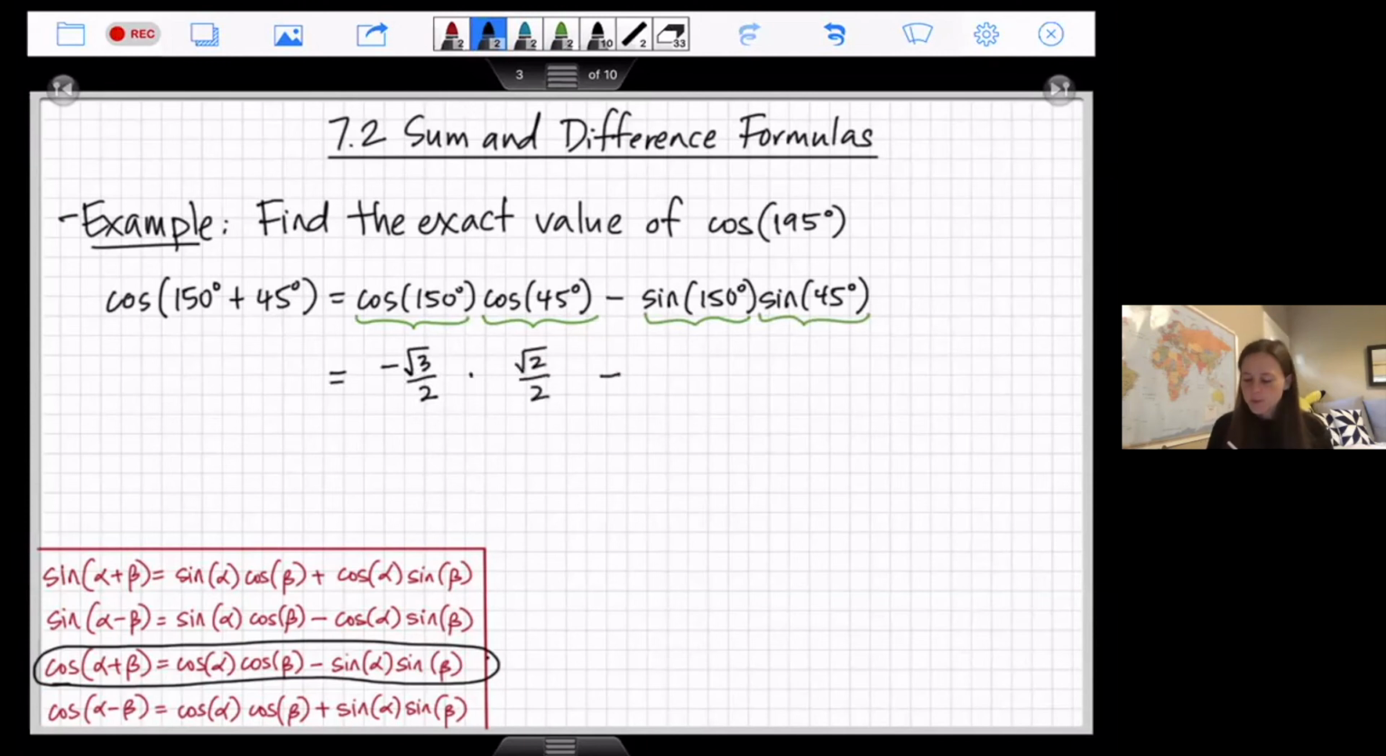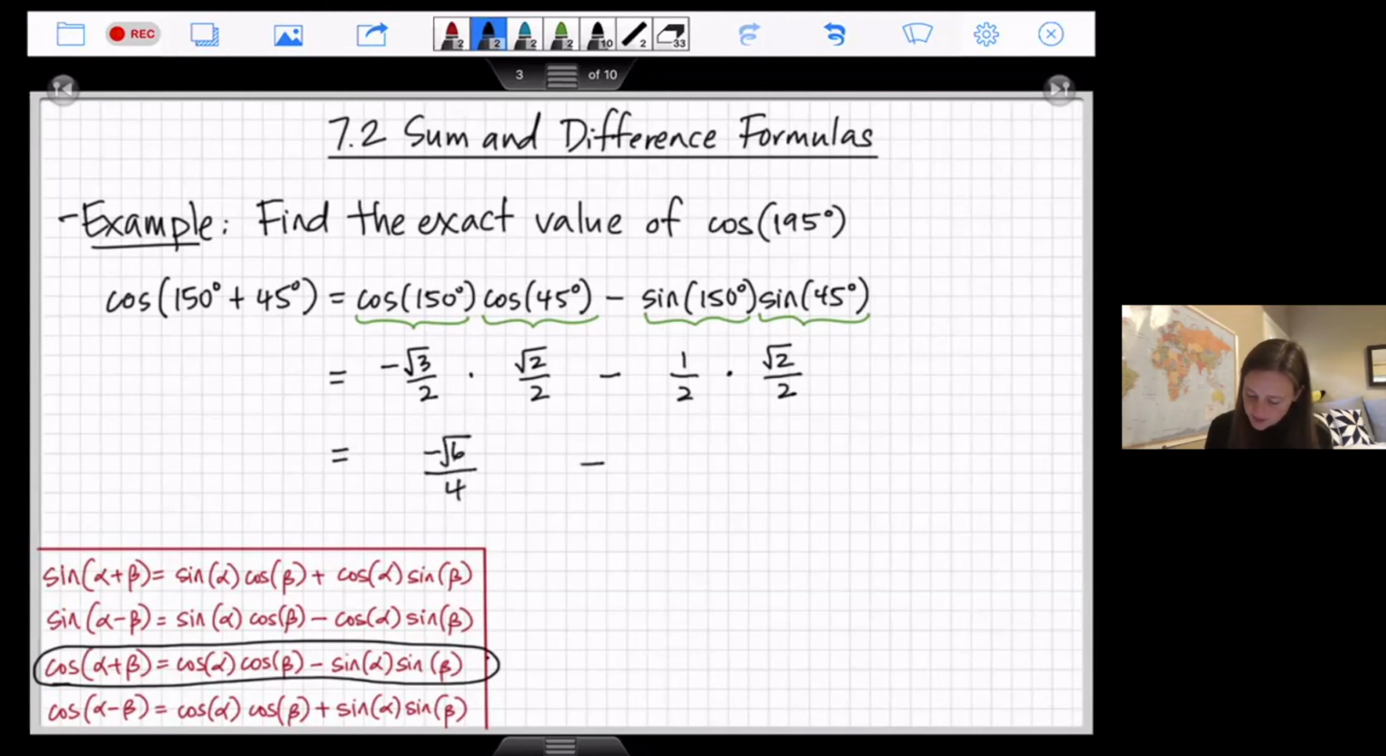Subtraction sign in the middle of the formula. Sine of 150, back in quadrant 2, is a positive 1/2. And sine of 45 in quadrant 1 is also root 2 over 2. Okay, so you've got two terms. You're going to multiply, and then we'll put the subtraction in between. When I multiply root 3 times root 2, the 3 and the 2 can go under one radical together and multiply. So you're going to get negative root 6 over 4.